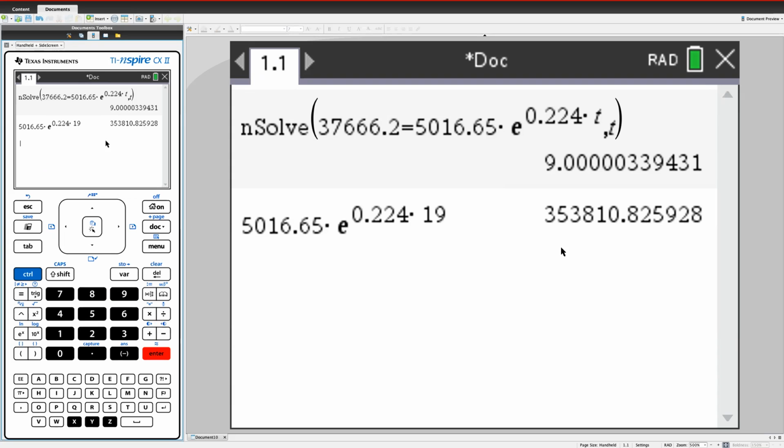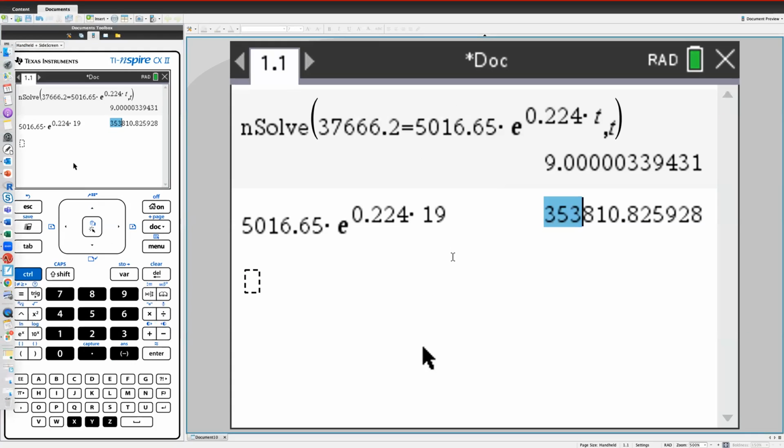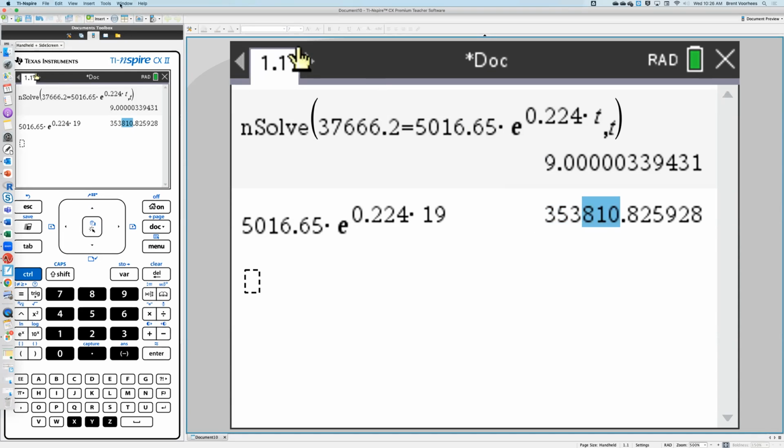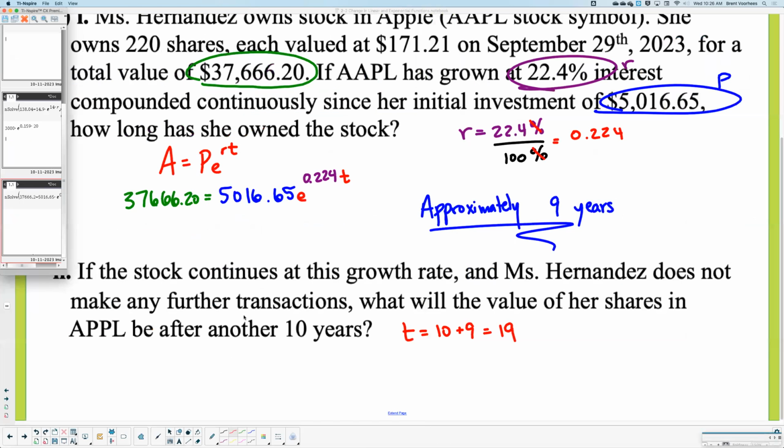$353,000. Now, y'all, easy on the language. I know it's mind-blowing here. I'll put that so you can see that there should be a comma there. So we're talking now.